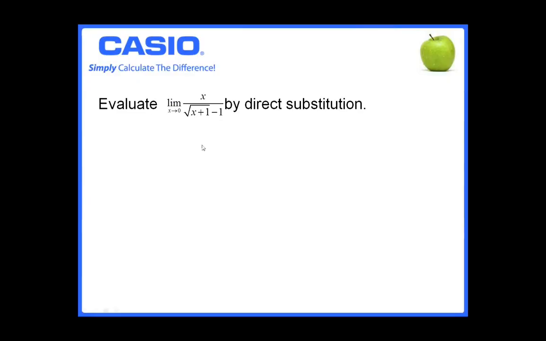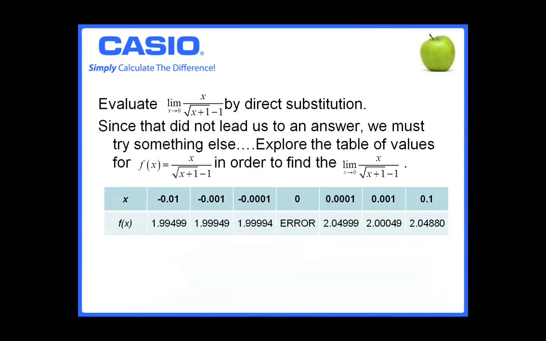So the next problem we're going to look at is one that presents a little bit of a problem. If you evaluate this through direct substitution, think about what you would get. You would realize real quickly that through direct substitution you have 0 in the numerator, which is okay, but 0 in the denominator is not.